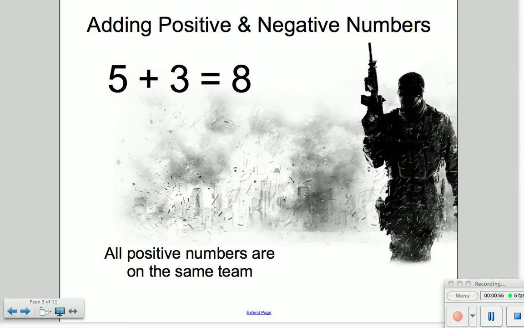All right, all soldiers are on the same team, so they go out and they're singing and dancing right before they have to do war, whatever soldiers do to get ready for war. I don't know. I've never been myself. Okay, so when you have two positive numbers, you just add them together because they're okay with each other. They will join each other.